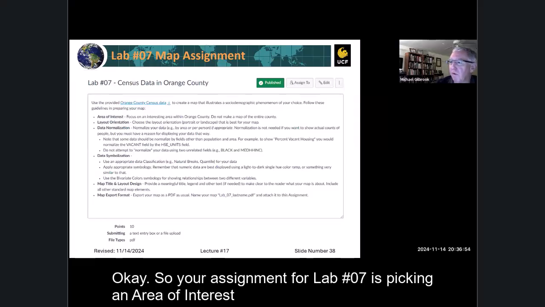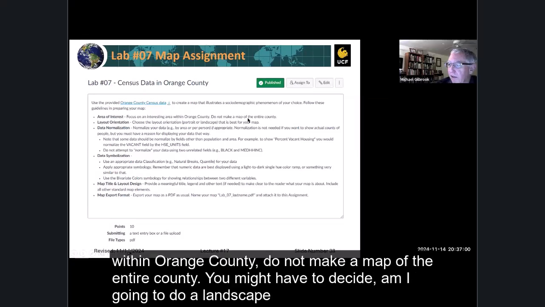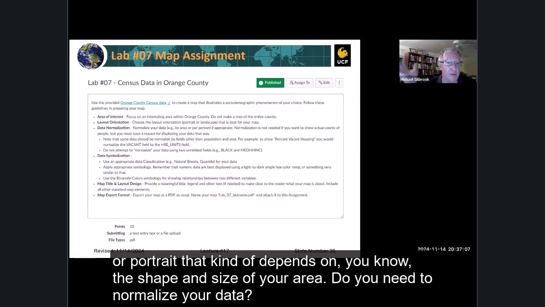Okay, so your assignment for Lab 7 is to pick an area of interest within Orange County. Do not make a map of the entire county. You might have to decide, am I going to do a landscape or portrait? That kind of depends on the shape and size of your area.